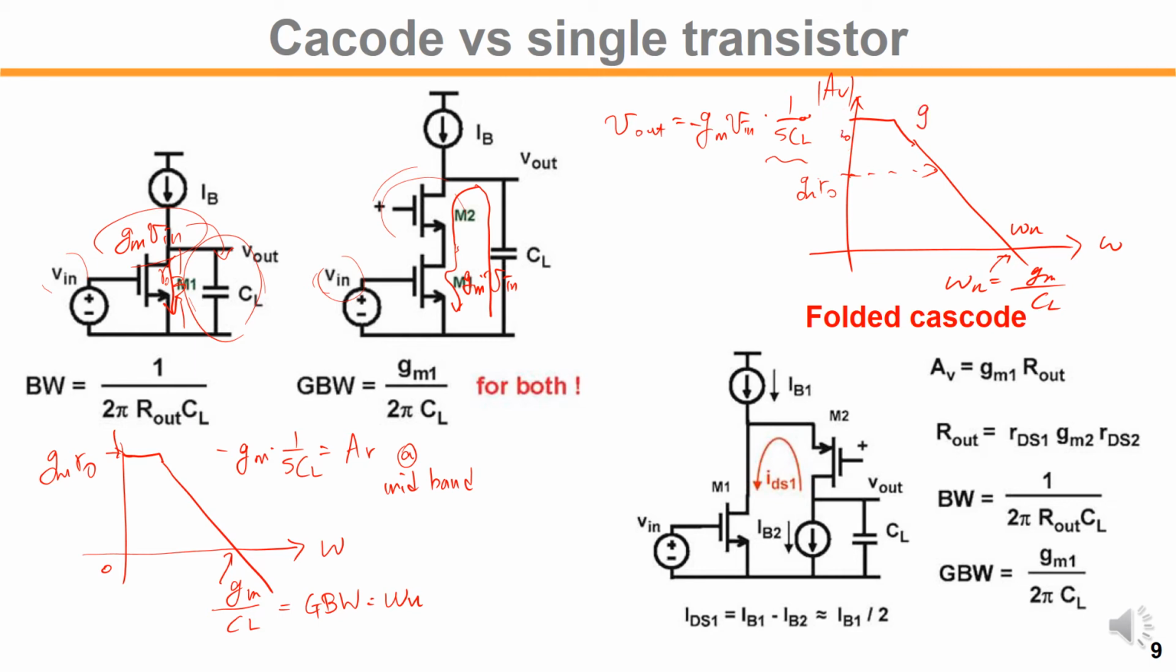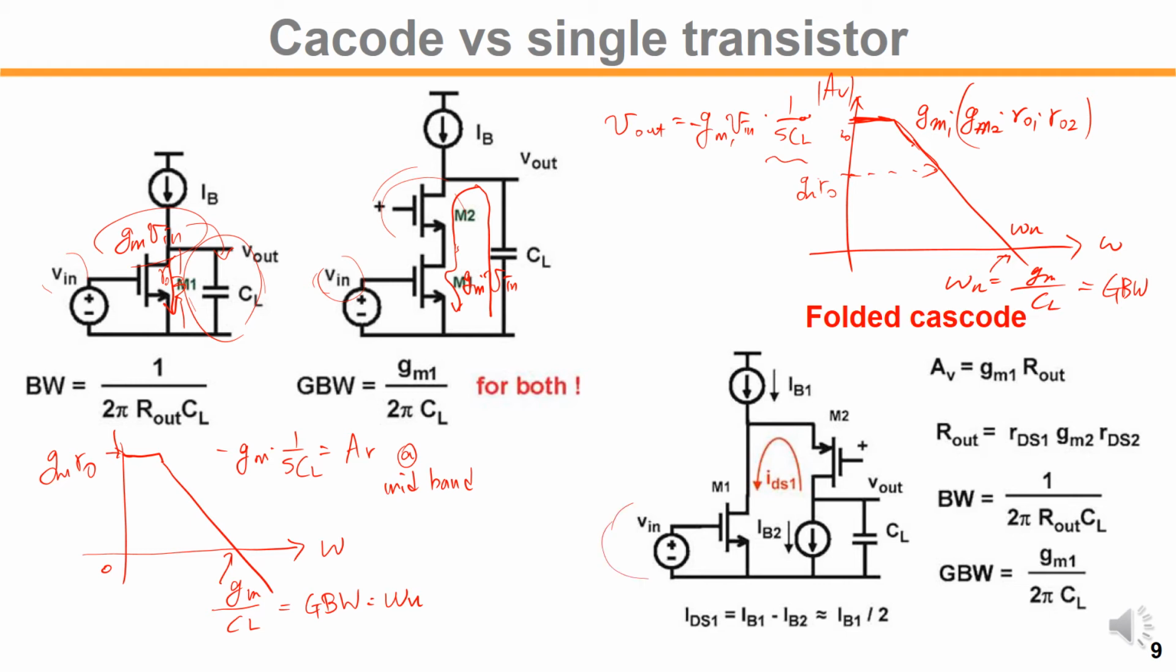So let me write down the right hand side. The gain would be GM1 times the impedance, which is boosted by GM2 times RO1 and RO2, right? So we get this higher DC gain, but this doesn't change the GBW here. So the cascode has the same high frequency behavior as the single transistor, with a similar GBW, and the only difference is the low frequency gain, right?